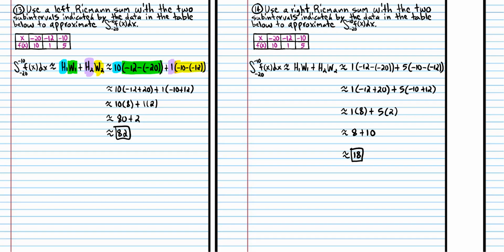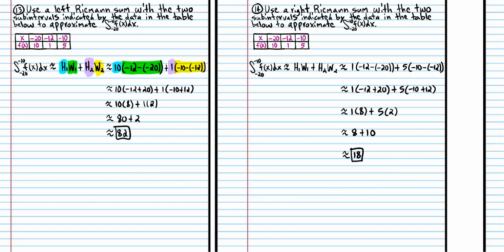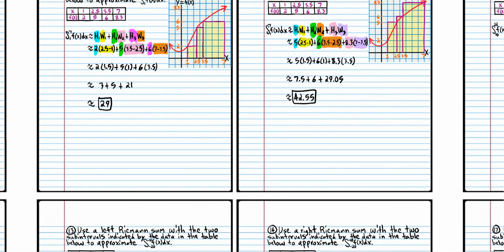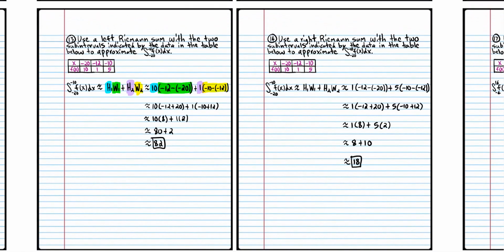So again, this is just an approximation, and you're going to get wild numbers if you're only using 2 subintervals. The difference may be huge. So get a picture of these previous problems that we did. Those graphs are going to help you. And get a picture of these problems.